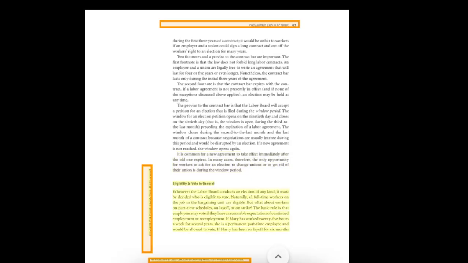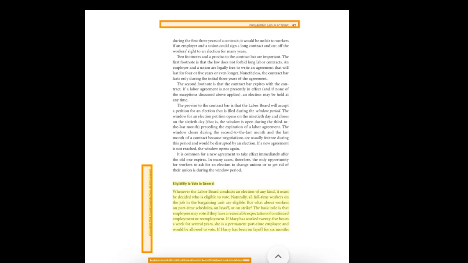Eligibility to vote in general. Whenever the labor board conducts an election of any kind, it must be decided who is eligible to vote. Naturally, all full-time workers on the job in the bargaining unit are eligible. But what about workers on part-time schedules, on layoff, or on strike? The basic rule is that employees may vote if they have a reasonable expectation of continued employment or reemployment.